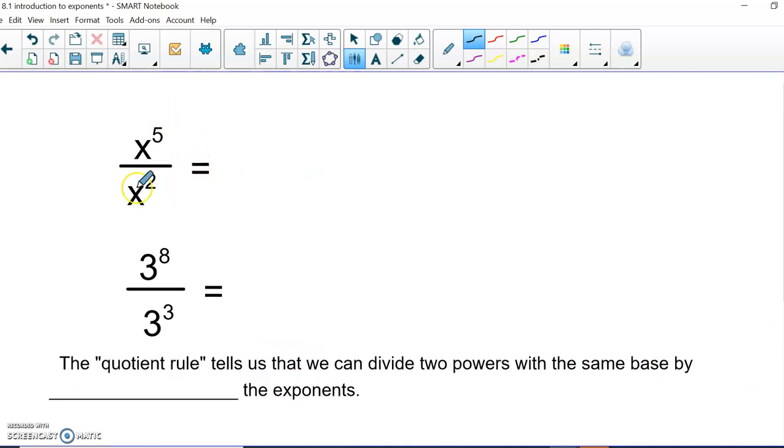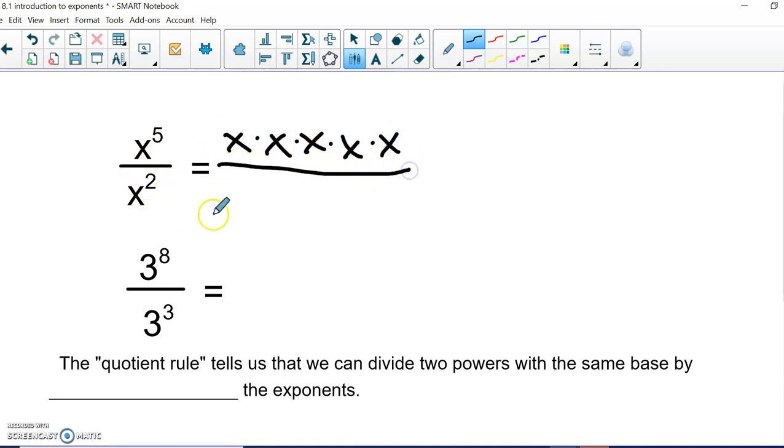Let's try division. Now we're dividing exponents that have the same base. So again, on the top we have 5 x's, x, 1, 2, 3, 4, 5. And on the denominator we have x to the second power, or 2 x's. You can see we can cancel these out, and we end up with x to the third power.